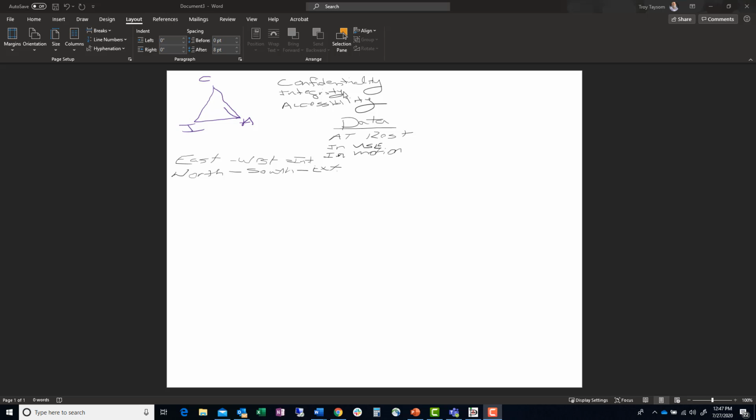There are three states of data: data at rest, data in use, and data in motion. Data at rest is exactly what it sounds like. It's not being used, it's not being moved, it's being stored. It might be in a database, or it might be on your hard drive. Data in use is when someone is using that data. And data in motion is when the data is traveling.